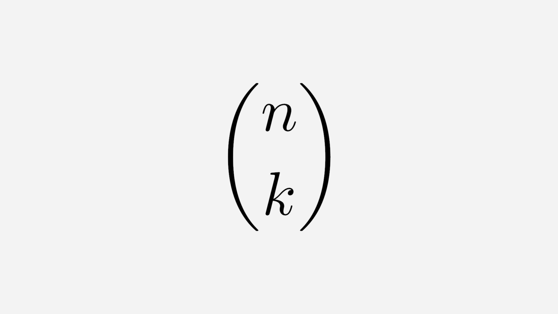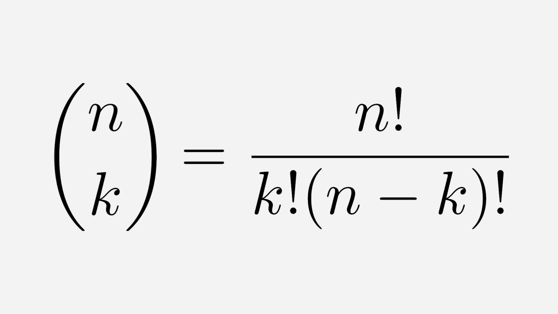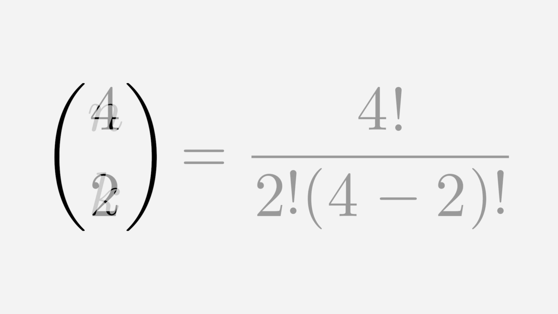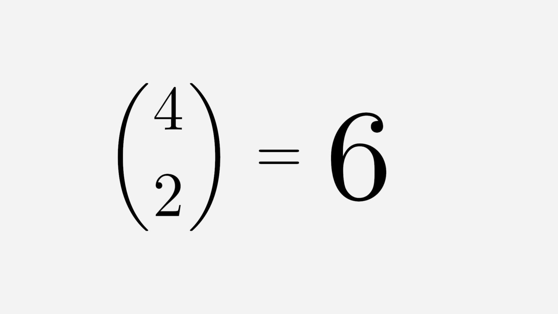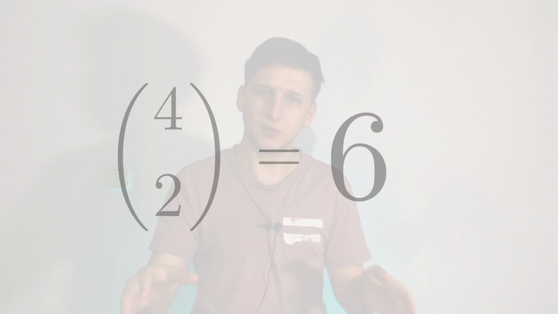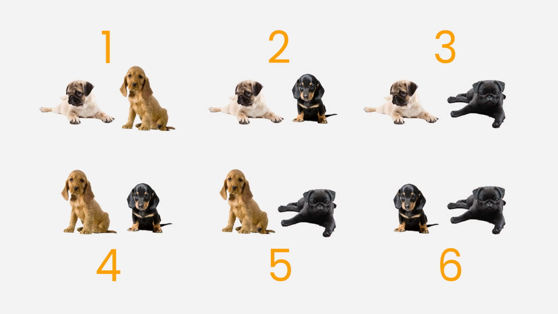Generally, the number of ways of choosing k objects from a group of n objects is denoted as n choose k, and it is given by the factorial formula, which you can see right now on the screen. So in our example, there is exactly 6 ways of choosing 2 puppies from a group of 4, which can be illustrated by pointing out these exact ways.